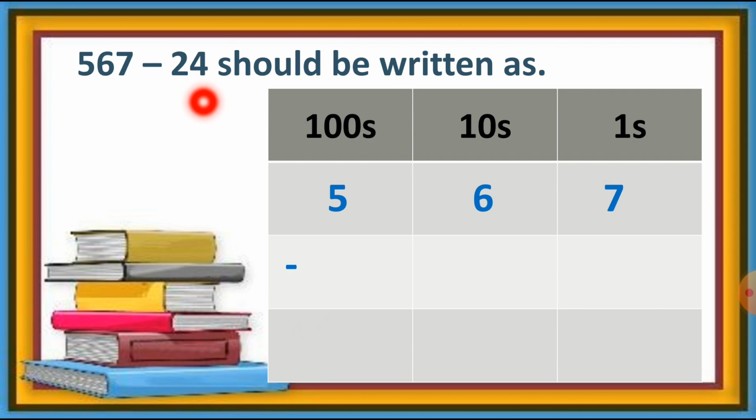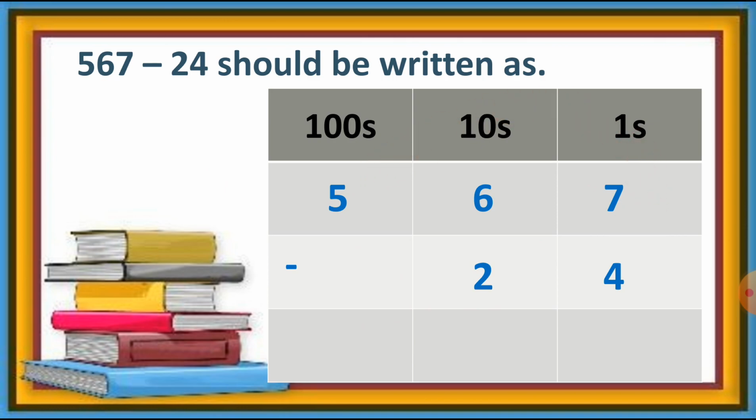Then let's see the number 24. This is a 2-digit number, so we are not starting with this column. We start writing the number with the ones column. The number 4 is at the ones place, so we write number 4 in the ones column this way. Now the number 2 is at the tens place, so we write number 2 in the tens column this way. Now this number is properly arranged according to place value in the table format.